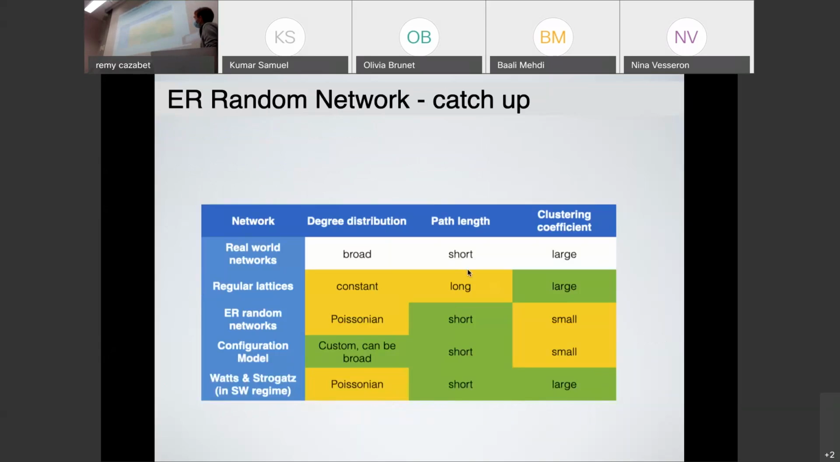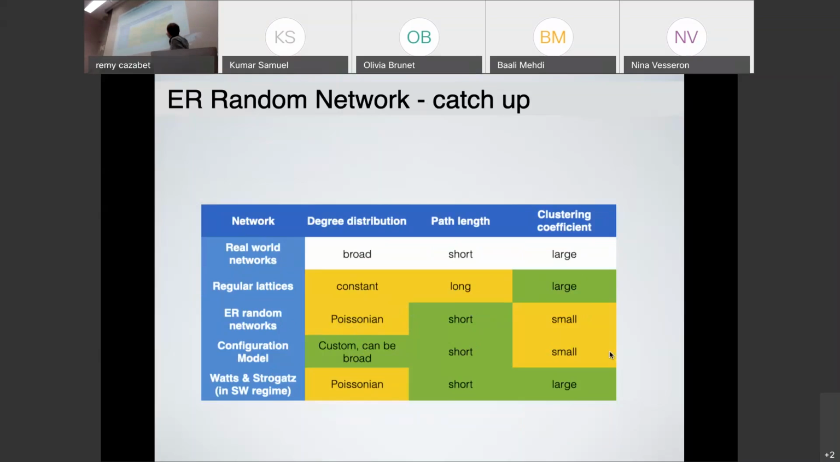So you remember probably this table. We had seen that real-world networks had a broad degree distribution, something like a power law. They had a short average distance, and they had a large clustering coefficient. And we had seen regular lattices where you could have a large clustering coefficient, but the path length and the degree distribution were not corresponding to a real network. Then we saw the Erdős-Rényi random network that had a short average distance, but small clustering coefficient and Poissonian degree distribution. Then the configuration model, where you can choose the degree distribution. You have a short path length, but a small clustering coefficient.